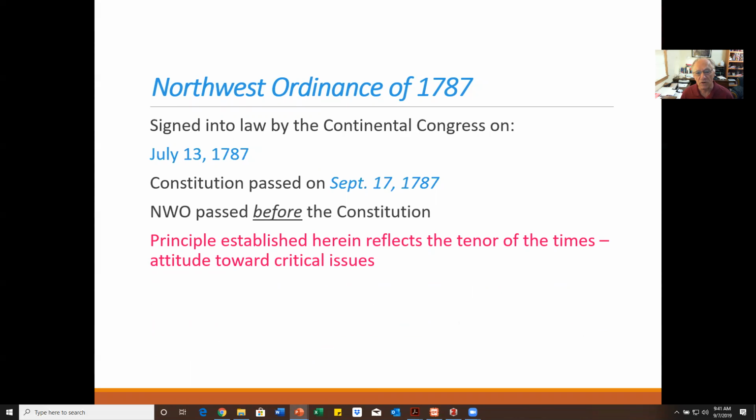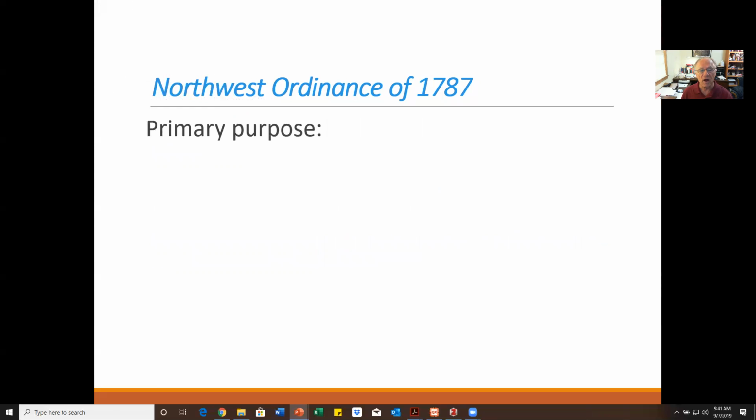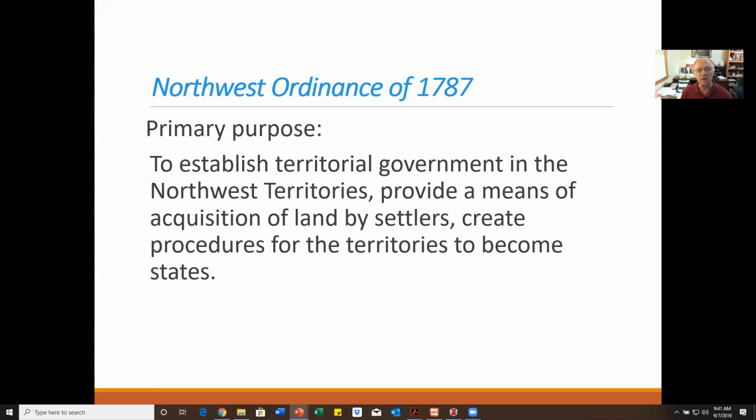Principles established in the Northwest Ordinance reflect the tenor of the times. And by that, I mean the attitude that the founders as a group had toward critical issues. One of those critical issues in particular. The Northwest Ordinance, well, actually more than one, a few. The primary purpose of the Northwest Ordinance was to establish territorial government in the Northwest Territories. In other words, you had this raw land that was out there, lightly inhabited by frontiersmen and native people. I don't like the word Native Americans, the original inhabitants, you know what I'm talking about. Okay. To establish territorial government in the Northwest Territories.